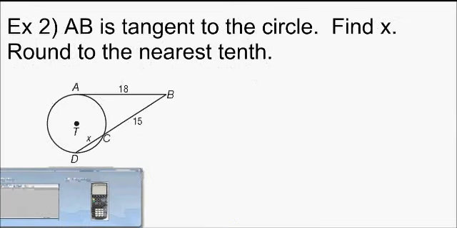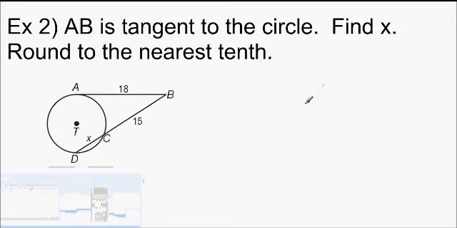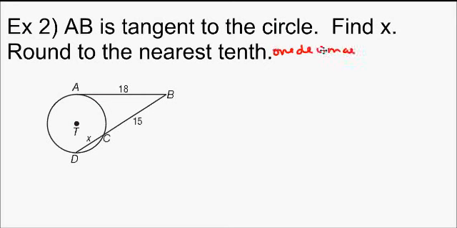Example 2. AB is a tangent to the circle. Find X and round to the nearest tenth, so this is 1 decimal place. Okay, so we have a tangent segment and we have a secant segment. In this case, remember the tangent segment squared, so 18 squared, equals the secant segment, which is the whole thing. So that would be x plus 15.